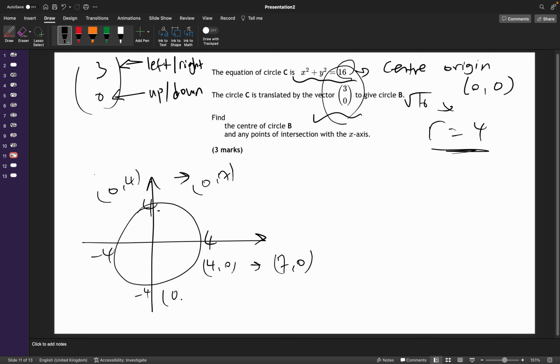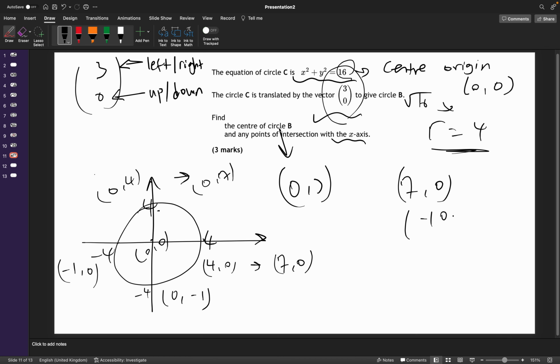This will move 3 spaces to the right to become 0, -1. Sorry, that's not 0: it's -1 and 0. The y is 0. The center of circle B was 0, 0, but it moved 3 spaces to the right, so it's going to become 3, 0. That's going to be the center of the circle. Any points of intersection with the x-axis? Well, that's going to be these two coordinates, right? Moving to the right, this becomes 7, 0 and -1, 0.